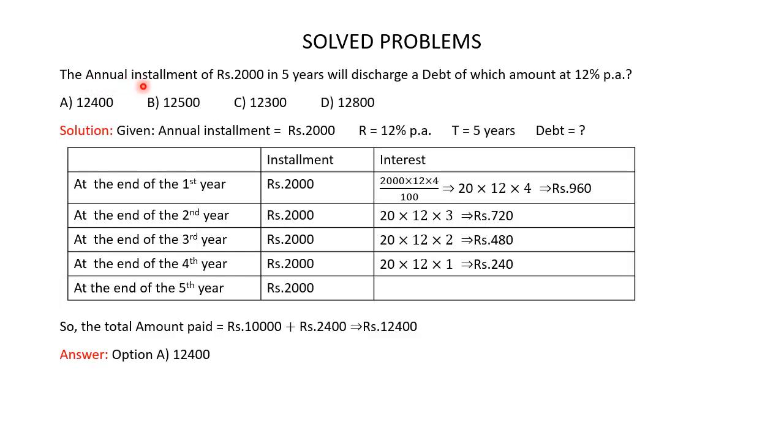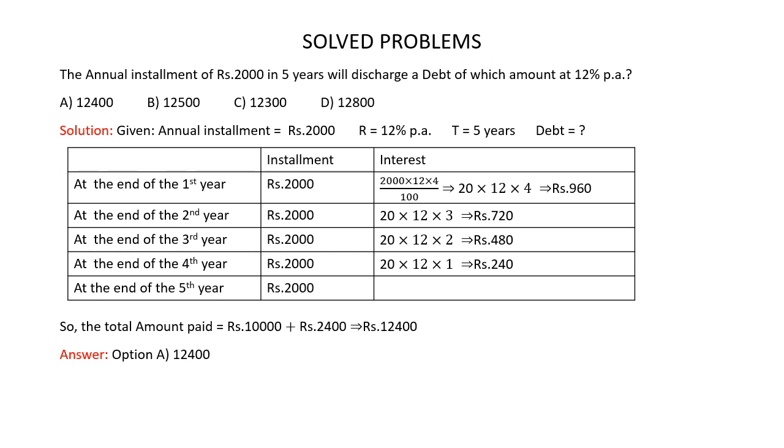The annual installment of rupees 2,000 in 5 years will discharge a debt of which amount at 12% per annum. Here you are given 4 options and you have to find out which of these options is the correct one. So here the annual installment is given and we are asked to find the debt. Now it's given that the annual installment is rupees 2,000, rate of interest is 12% per annum and time is 5 years and we have to find the debt.